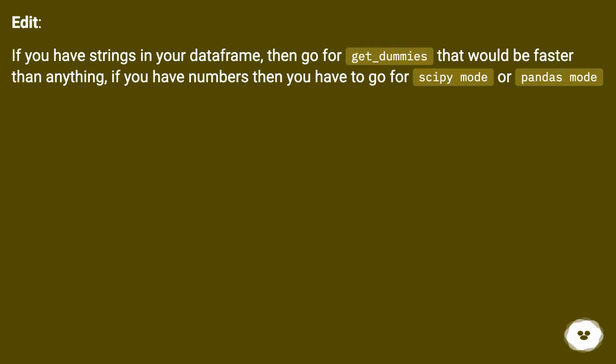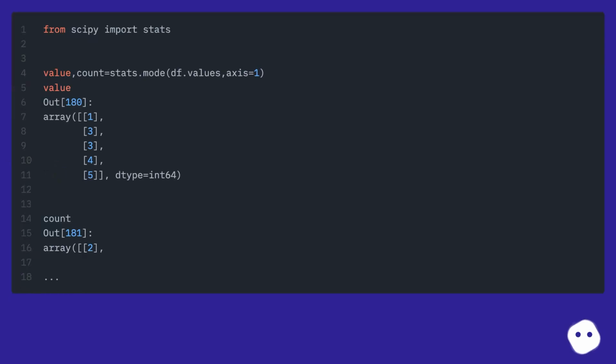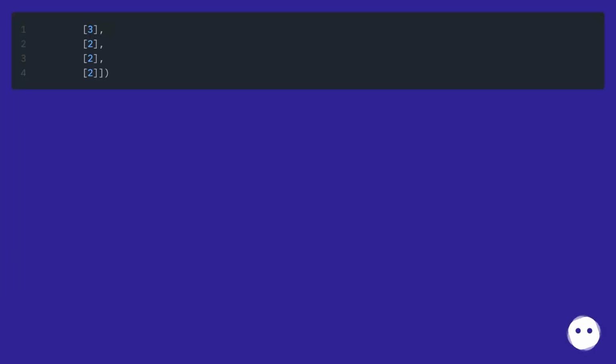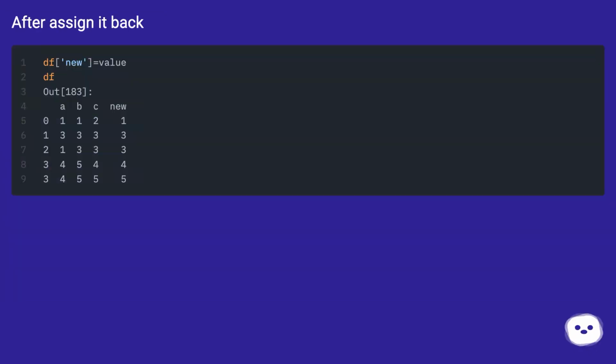Edit. If you have strings in your data frame, then go for get_dummies. That would be faster than anything. If you have numbers, then you have to go for SciPy mode or pandas mode. We can use mode. After that, assign it back.